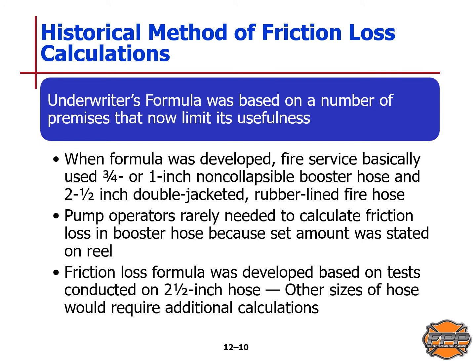Underwriter's formula was based on a number of premises that now limit its usefulness. When the formula was developed, the fire service basically used 3/4 inch or 1 inch non-collapsible booster line and 2.5-inch double-jacketed rubber-lined fire hose. Pump operators rarely needed to calculate friction loss in booster hose because a set amount was stated on the reel. Friction loss formula was developed based on tests conducted on 2.5-inch hose. Other sizes of hose would require additional calculations.